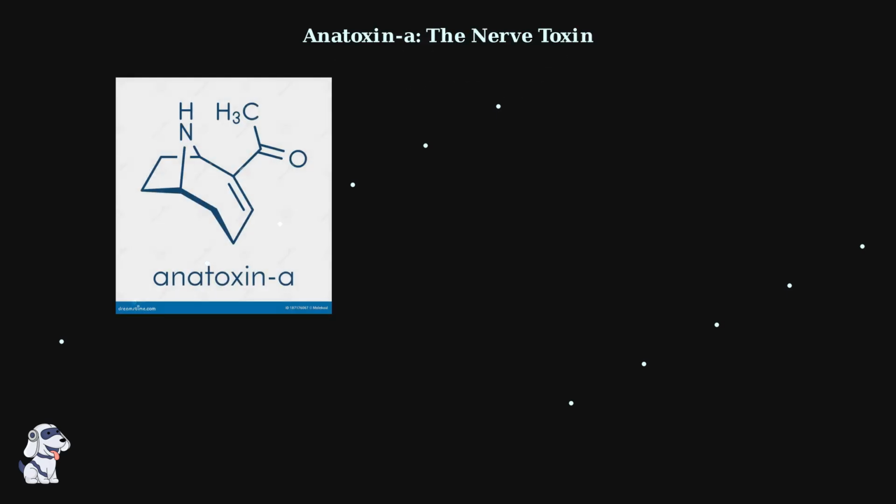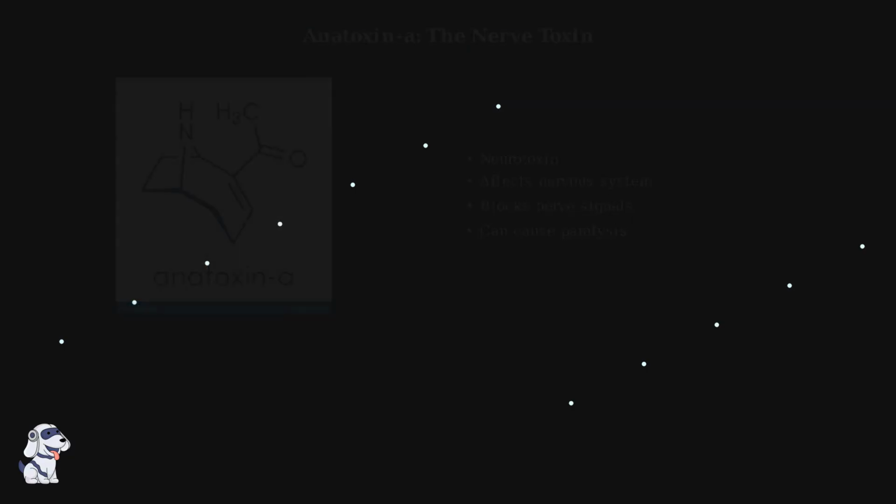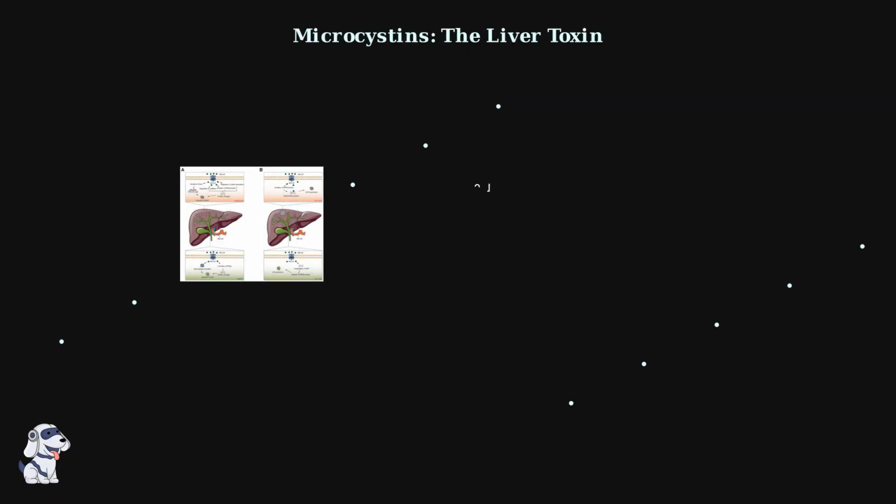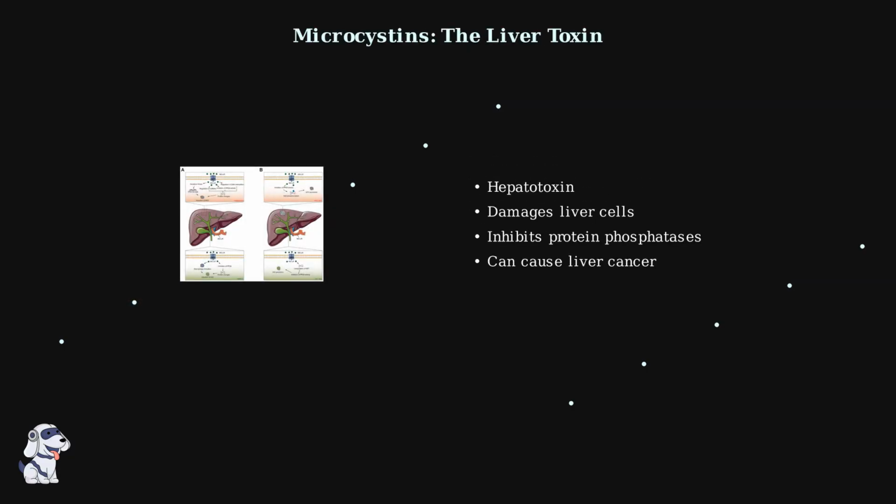Anatoxin A is a potent neurotoxin with a complex molecular structure. It interferes with the nervous system by blocking nerve signal transmission, which can lead to muscle paralysis and respiratory failure. Microcystins are hepatotoxins that specifically target the liver. They work by inhibiting protein phosphatases, leading to liver cell damage and potentially liver cancer with chronic exposure.